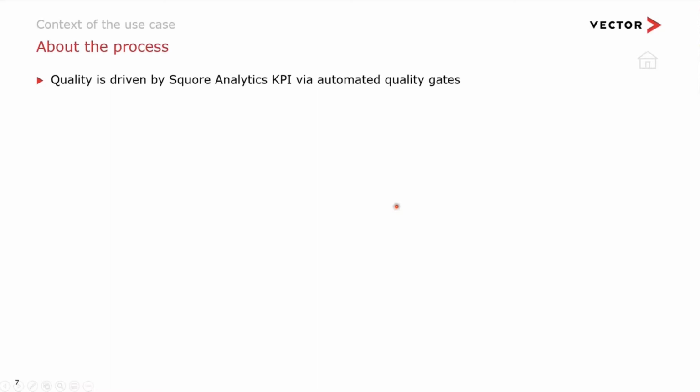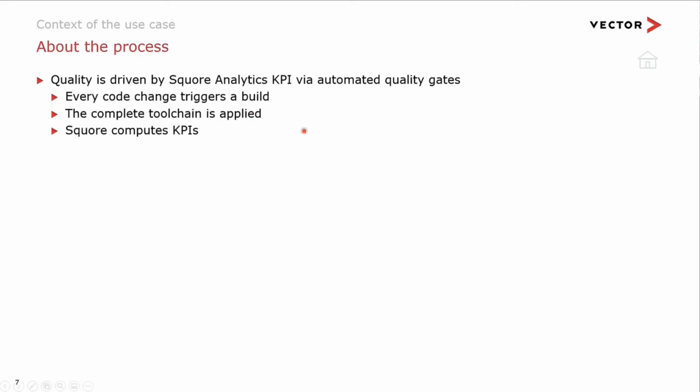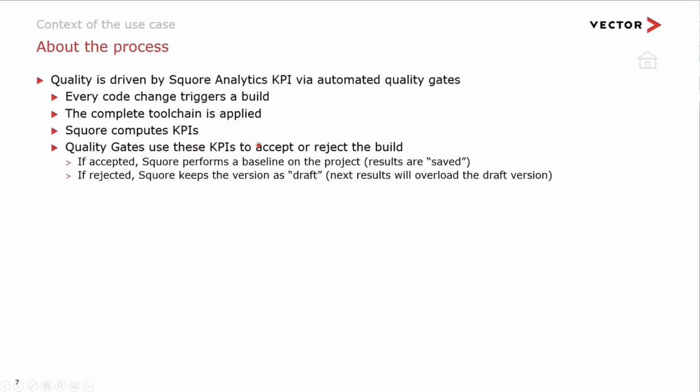So how does it work? We use the Squore KPIs to evaluate the quality, and we use that inside the quality gates. So basically, every time we do a code change, we trigger a new build. The complete toolchain is applied. Then Squore evaluates the KPIs, and we rely on the quality gates to evaluate these KPIs to accept or to reject the build.